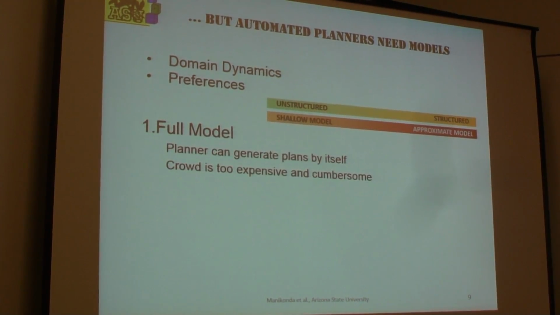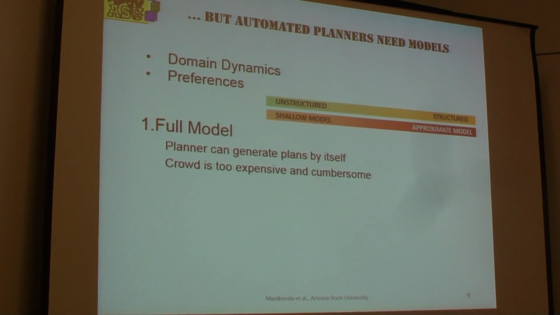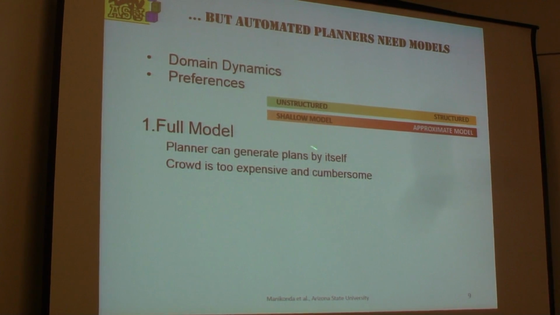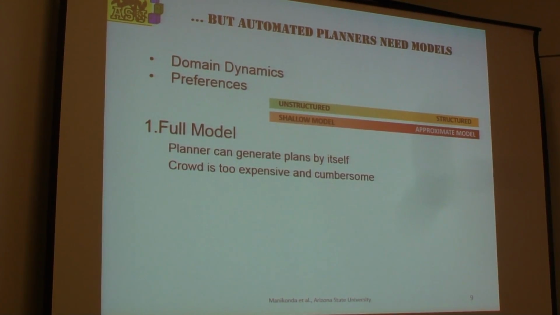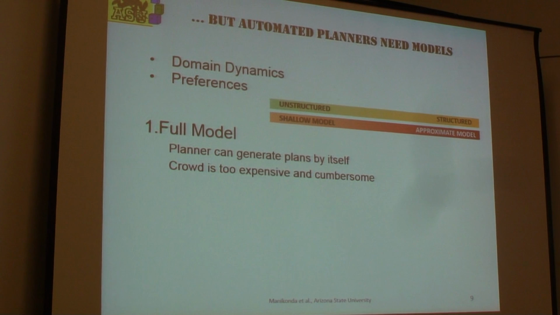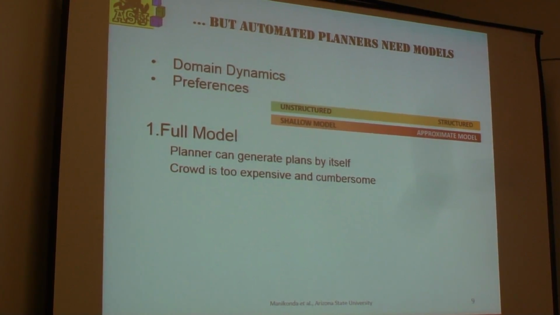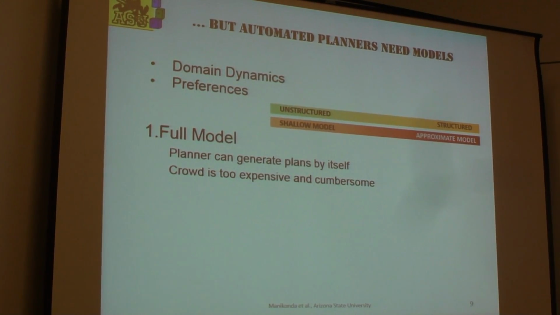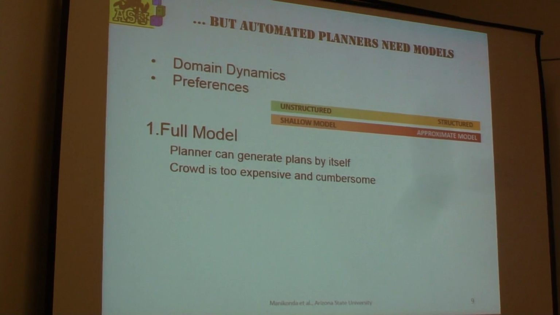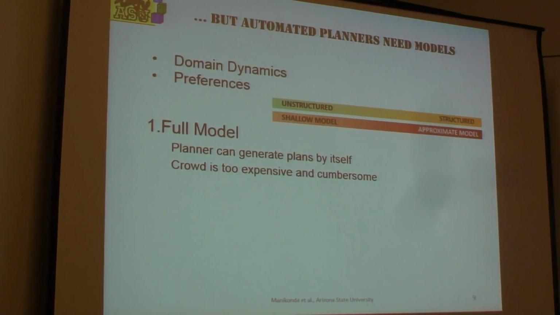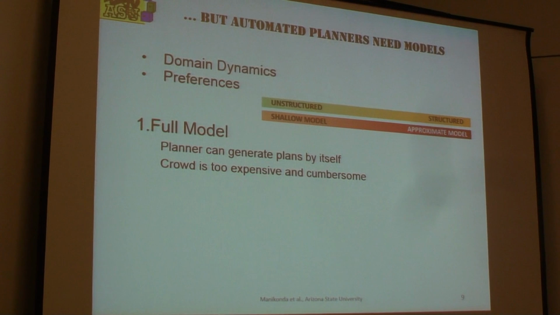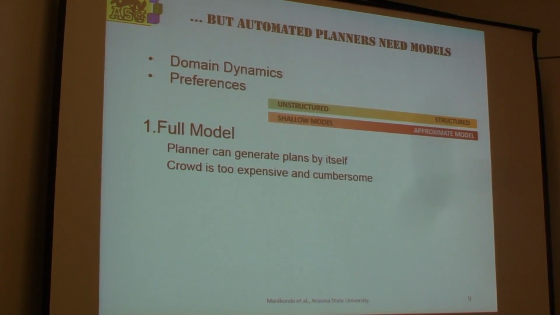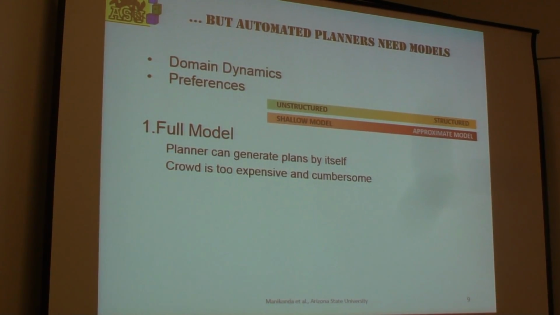So the first one is that you assume that your planner comes with a full model, right? In which case the planner can actually generate plans by itself. You don't need the humans, right? Humans are always a trouble to actually deal with, humans and the crowd. So if you had a planner that had a full model, the crowd's just too expensive and cumbersome to deal with. You would just have the planner generate it. But that's not a realistic assumption. In no application, and especially not in things like travel planning, will your planner actually come with a full model.